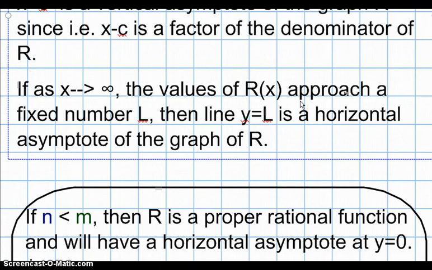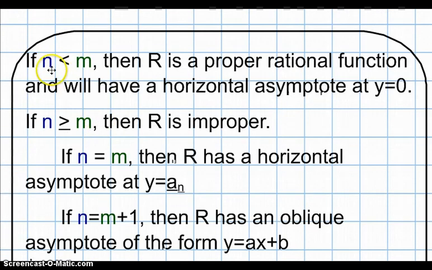We have two scenarios. One scenario is when n is smaller than m, which means the numerator polynomial has a smaller degree than the denominator polynomial. If that's the case, then you will have a horizontal asymptote at y equals 0. If n is bigger than or equal to m, then r is not a proper rational function, it's improper, which means you have two options. If n is equal to m, then r will have a horizontal asymptote at y equals a sub n over b sub n.